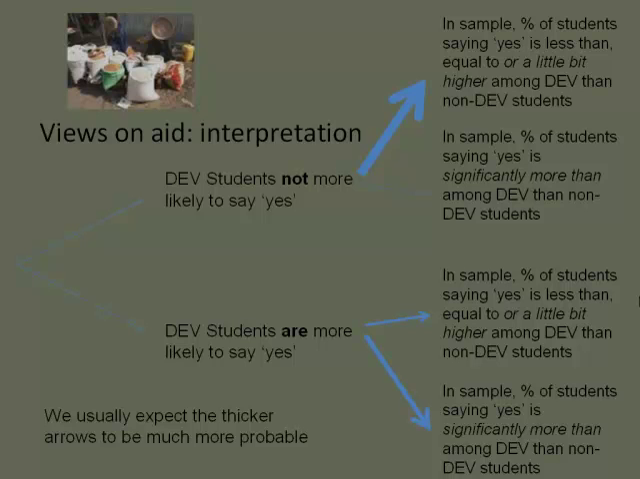Now, this is an important idea to understand. We normally expect the thicker arrows here to be more probable. So perhaps stop me here if you're not sure why. Why are these thicker arrows? We expect them to be more probable.